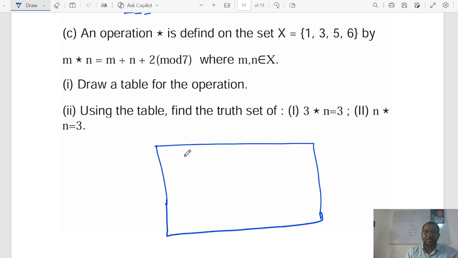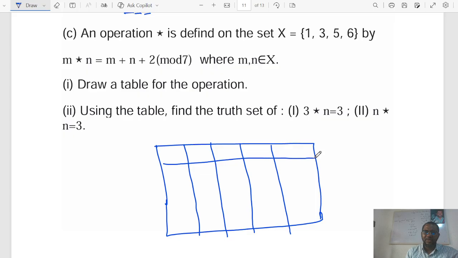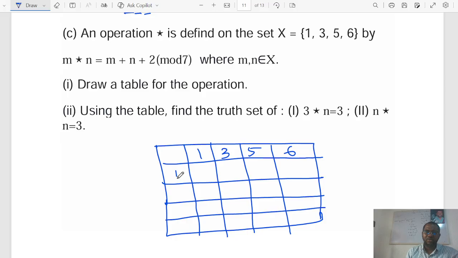At this point here, I have 1, 2, 3, 4. I think this is enough. So here, this is 1, 3, 5, 6. And I'm going to do the same here. Yeah, this is also 1, 3, 5, 6. So, mod 7. So here is 1 and 1. So m is 1 and n is 1. Okay, so 1 plus 1 plus 2 is 4. It is still 4, not up to mod 7.